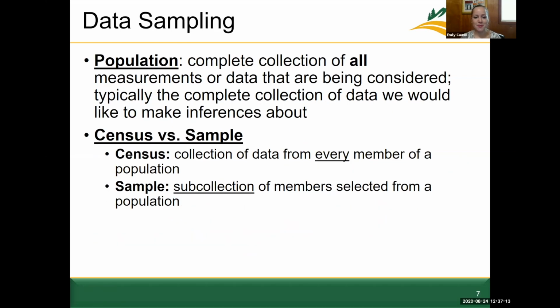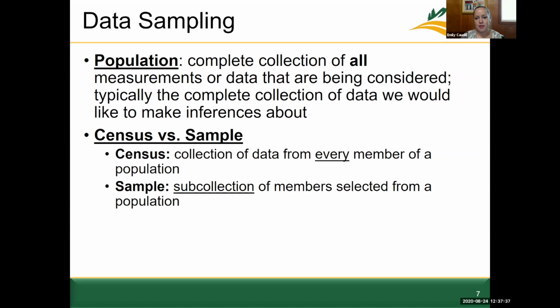Another definition here, population. It's a complete collection of all measurements or data that are being considered. So typically the complete collection of data we would like to make inferences about. And then we have two categories, census versus sample. So a census is a collection of data from every member of a population.